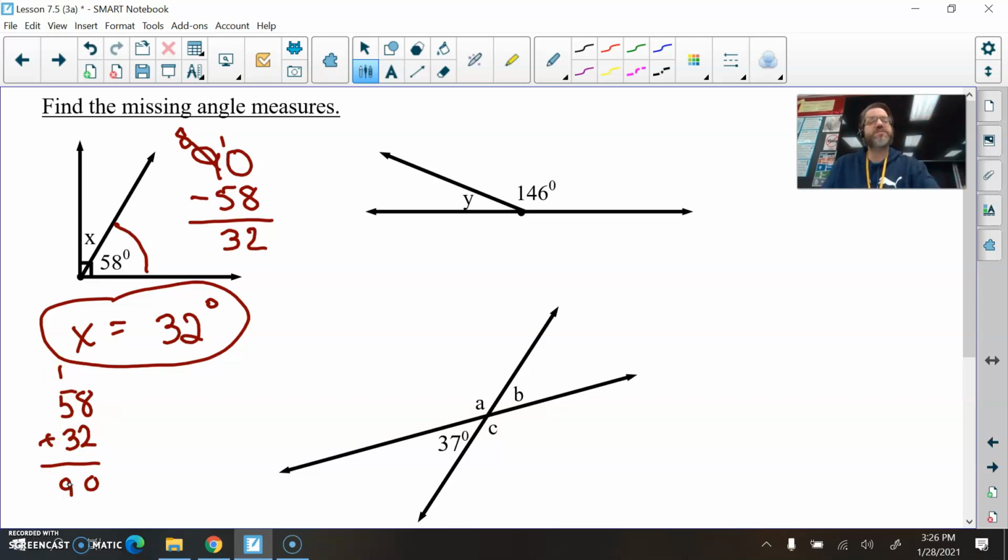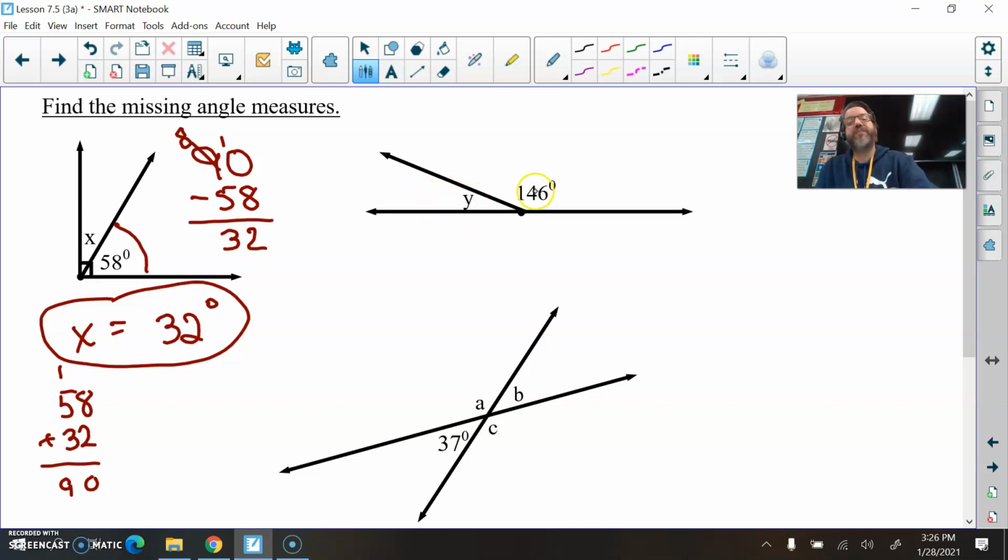So all I had to do was subtract this 58 degree measurement from 90 degrees to find out what angle X has for a measurement. Is that pretty easy? That's not too bad, is it? Let's look at this next example. Here I have angle Y. I want to know what's the measurement of angle Y.